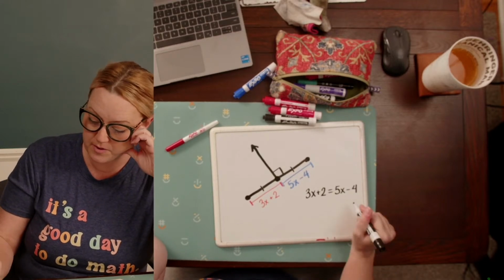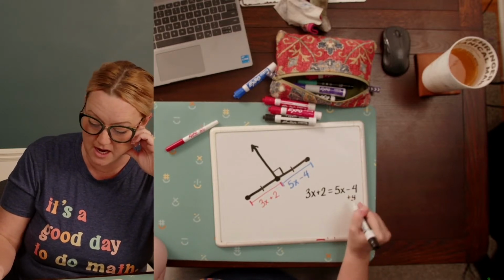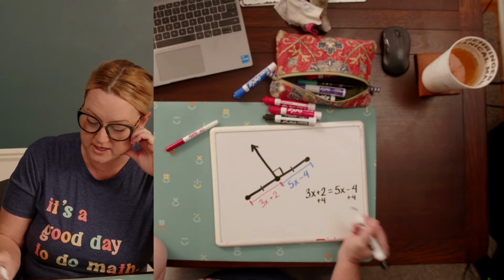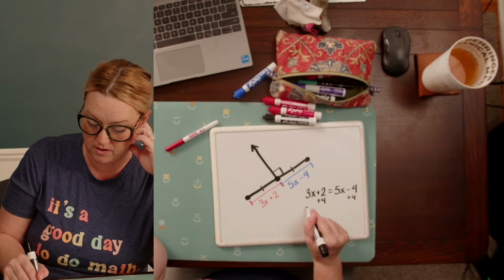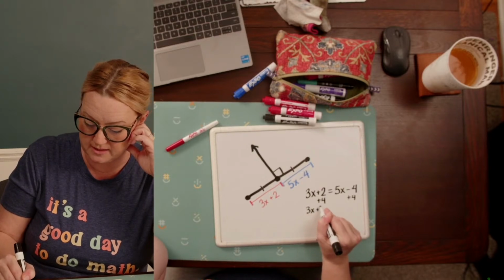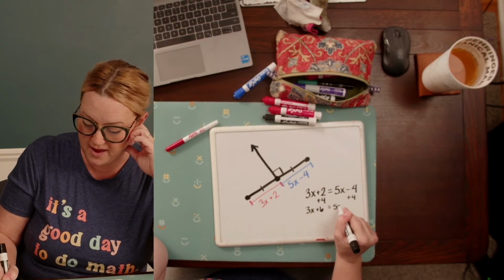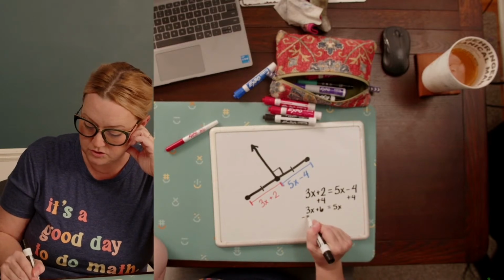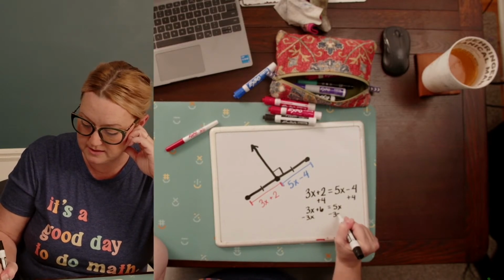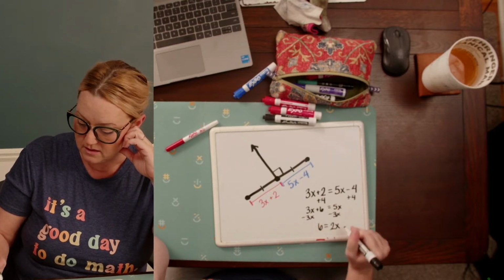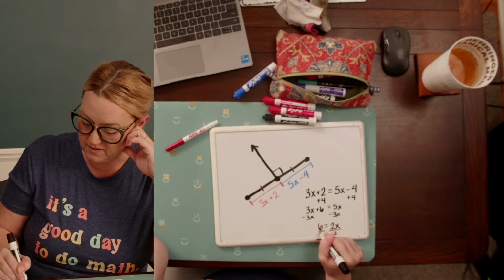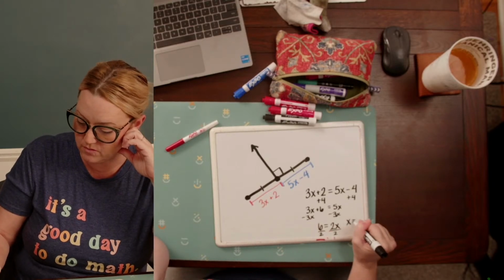So now I'm going to go ahead and solve this just like I would anything, once I have my equation set up, right? So I've got 3x plus 6 equals 5x. And then I'm going to subtract 3x from both sides. And I have 6 equals 2x. So then divide by 2, divide by 2. So x equals 3.